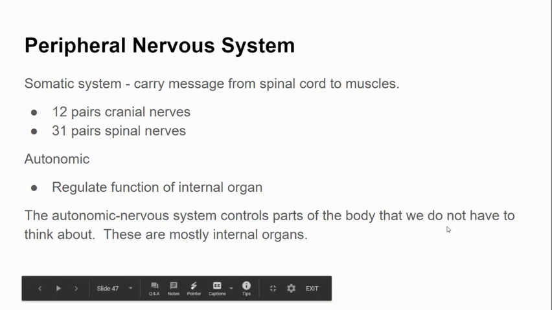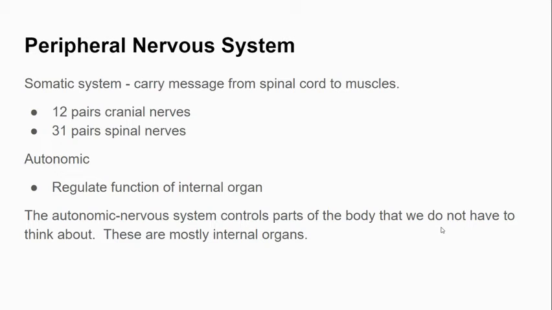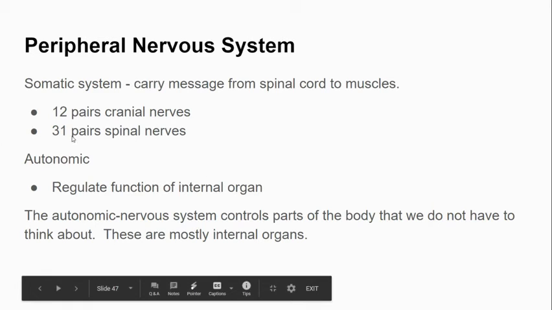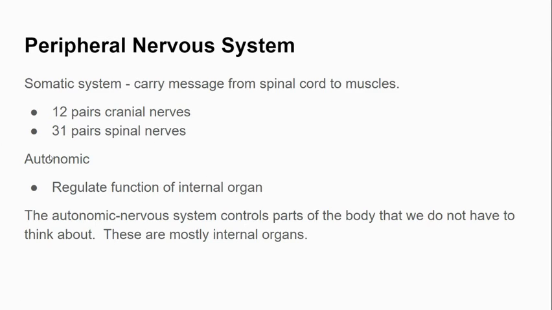Okay. So the peripheral nervous system is the somatic system. It carries messages from the spinal cord to the muscles. There are 12 pairs of cranial nerves and 31 pairs of spinal nerves that are a part of the peripheral nervous system. The autonomic system regulates the function of the internal organs.